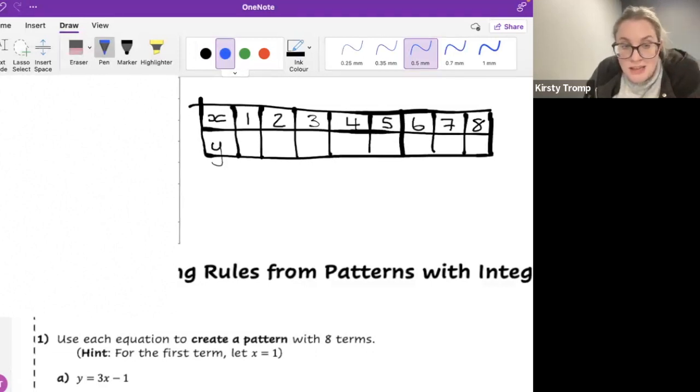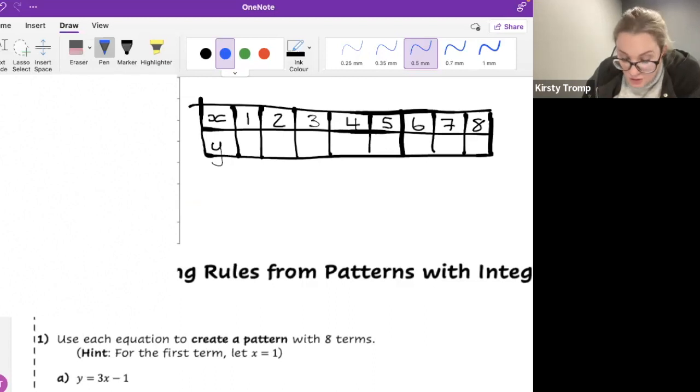So there's my table. I've drawn a table in, and I've said that x equals 1, then 2, 3, 4, 5, 6, 7, 8. This should look familiar to you. We were working with these tables before when we did number patterns. All we've done so far is take the rule they've given us and draw a table.